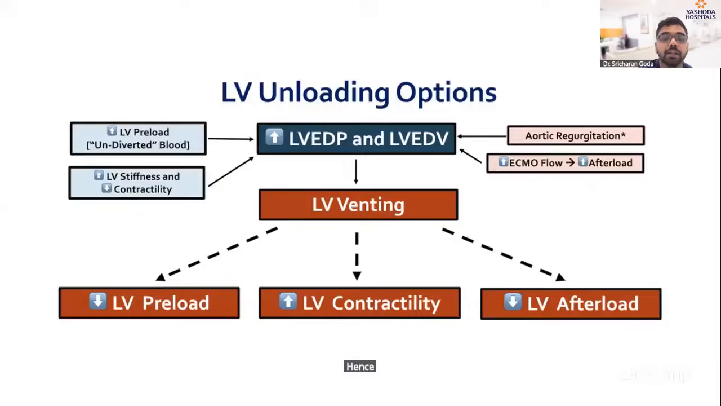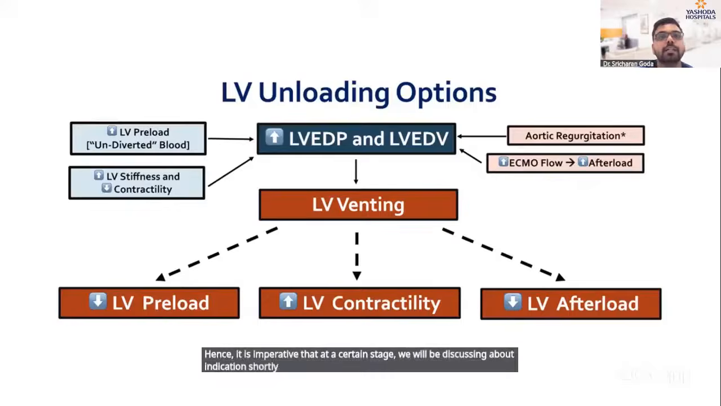Hence, it is imperative that at a certain stage, we will be discussing the indications shortly, this LV needs venting or unloading of the ventricle. Essentially, the LV is overloaded because of the veno-arterial ECMO and increased afterload, and this LV has to be unloaded. So what are the various unloading options we have?